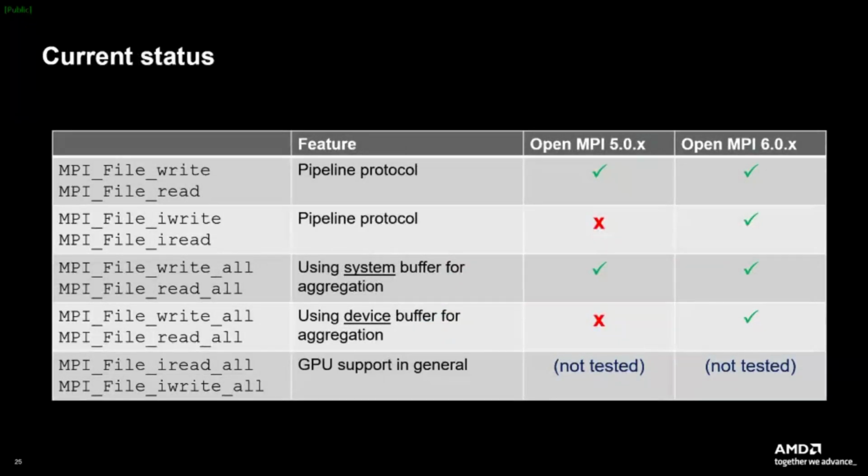Yeah, so OpenMPI 5 again had support for the pipeline protocol already for blocking operations. The pull request didn't make it in time for the non-blocking write and read operations, but that will now be there in 6.0. And OpenMPI 5 again had support for using system buffers for aggregation. With 6.0, we will also have support for using device buffers for aggregation.